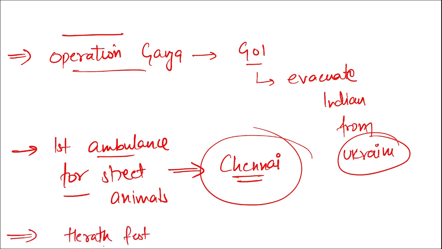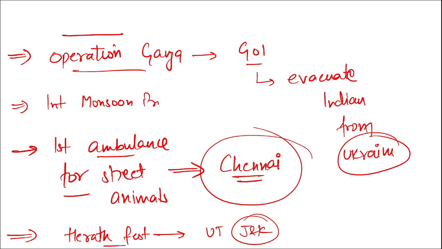Herat festival is celebrated, observed. It is celebrated in the Union Territory of Jammu and Kashmir. All right. Herat festival. Apart from this, tell me, International Monsoon Project Office. We are talking about International Monsoon Project Office. Where is this being launched? This International Monsoon Project Office is being launched at IITM. This is in Pune. IITM, that is in Pune.